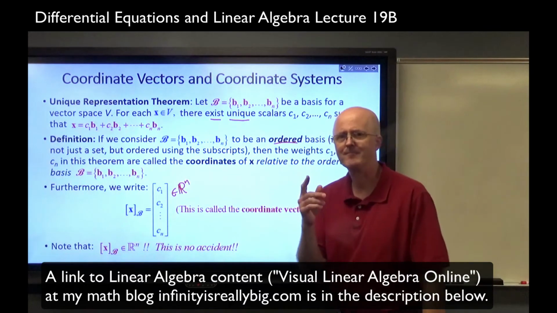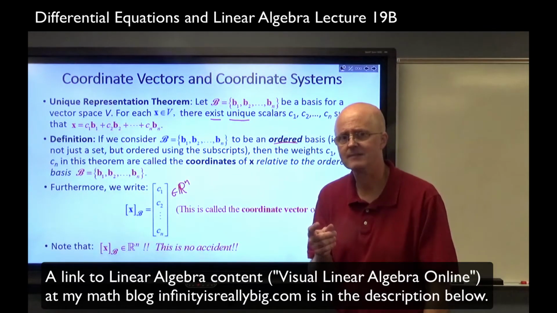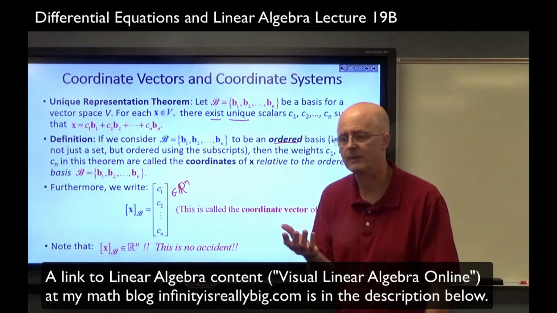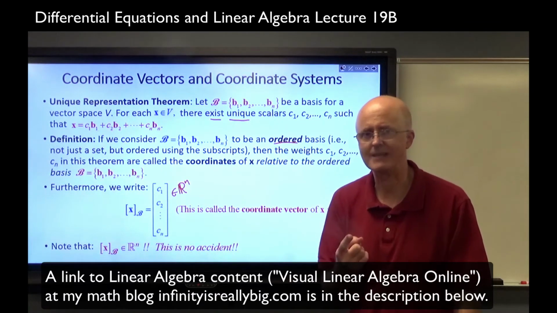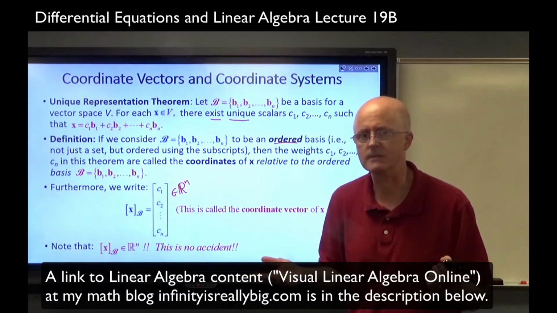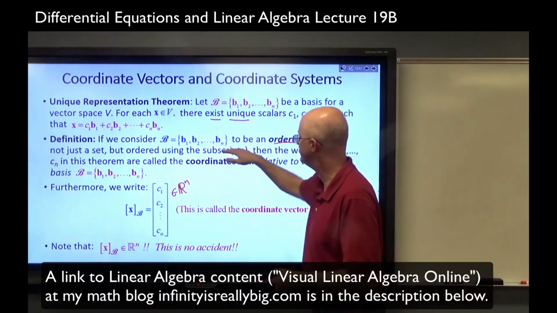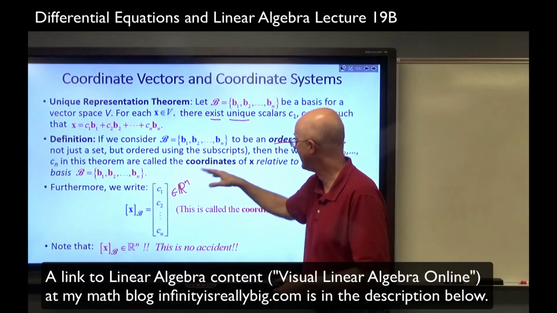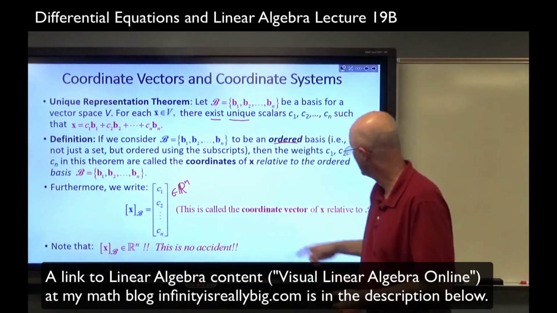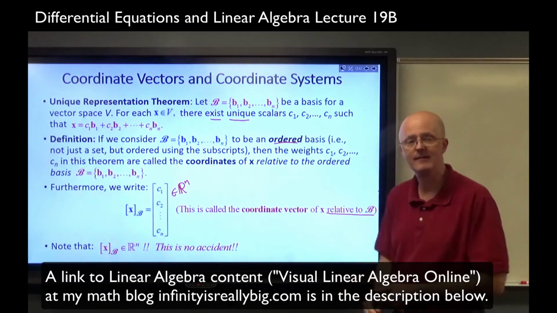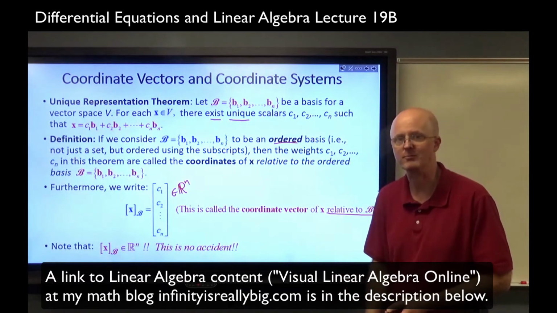Keep in mind that non-trivial vector spaces with more than just the 0 vector in them always have infinitely many bases. It's not just a single basis you can pick. There are infinitely many choices. So I could have picked different B's, or I could have reordered these, and I would have gotten different C's and a different coordinate vector. So the coordinate vector is always relative to the basis. It depends on the ordered basis that you choose.